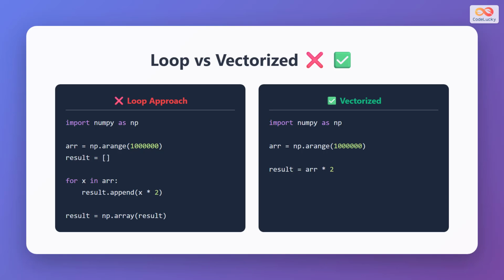Let's compare a loop-based approach with vectorized code. On the left, we have the traditional loop approach. We import NumPy, create an array of 1 million numbers, initialize an empty list, then loop through each element, multiply it by 2, and append to the list. Finally, we convert the list back to a NumPy array. On the right is the vectorized version. We simply multiply the entire array by 2 in a single operation. The vectorized code is not only much shorter and cleaner, but also runs orders of magnitude faster.